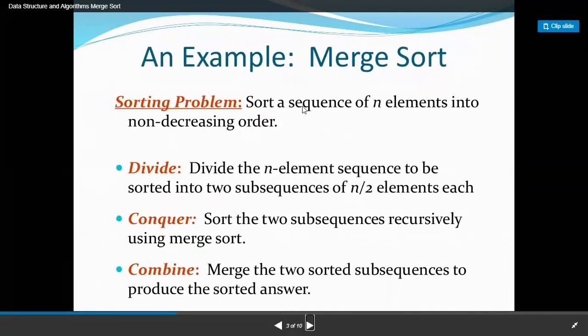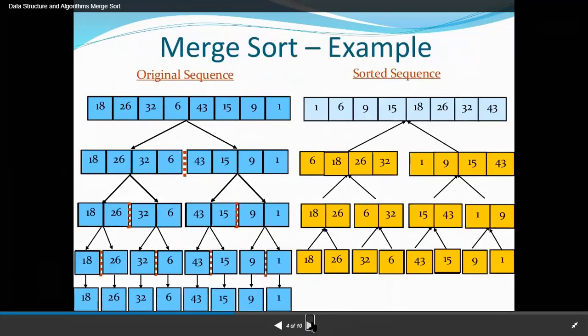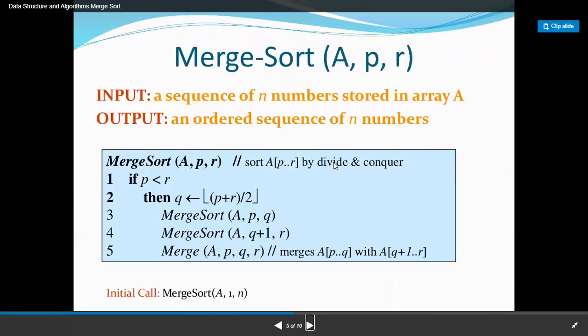So here, for the sorting problem: divide the n element sequence into two subsequences of n by 2. Sort the two subsequences recursively using merge sort, and then merge the two sorted subsequences to produce the sorted answer. So divide and sort. These are the bookish terms. Now let's see how the algorithm actually works.